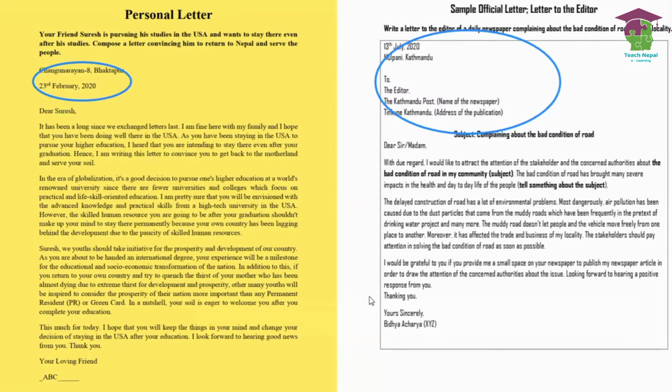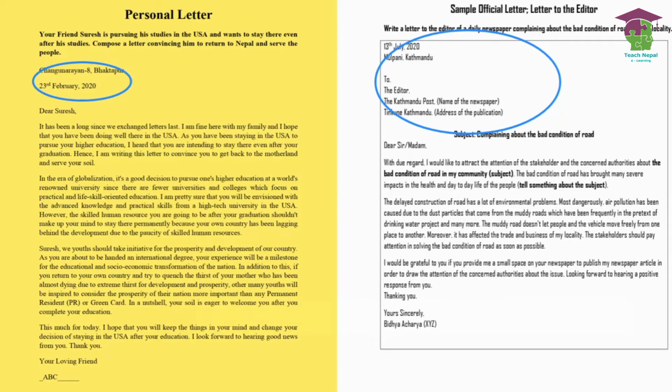And after the salutation or greeting part, how we start our letter matters, right? So I have started here: it has been long since we exchanged letters last. I'm fine here with my family and I hope that you have been doing well, right? So this is how we start. But in official letter, the language is more formal. You see, with due regard, I would like to attract the attention of the stakeholders and concerned authorities. So the way of starting is almost formal. Formal language is used. So in this way, you have to pay kind attention to the language used in personal letters and official letters.